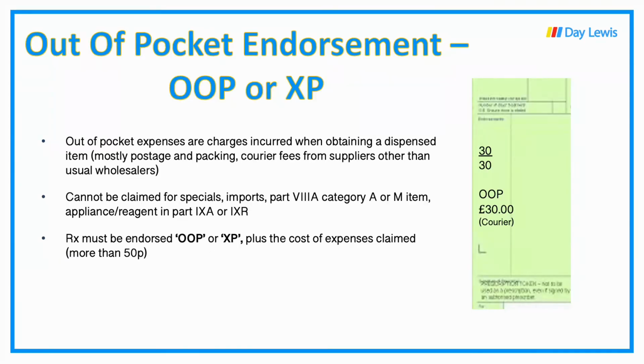OOP endorsements or XP endorsements stands for out-of-pocket endorsements. These are usually expenses charged to the pharmacy by wholesalers, usually postage and packaging or a courier fee for the transport of their medicine. Remember we spoke about category A or M being readily available drugs from your main wholesalers. That's why you can't usually claim for an OOP courier charge from your main wholesalers. Anything listed in category A or M, you can't claim for this.